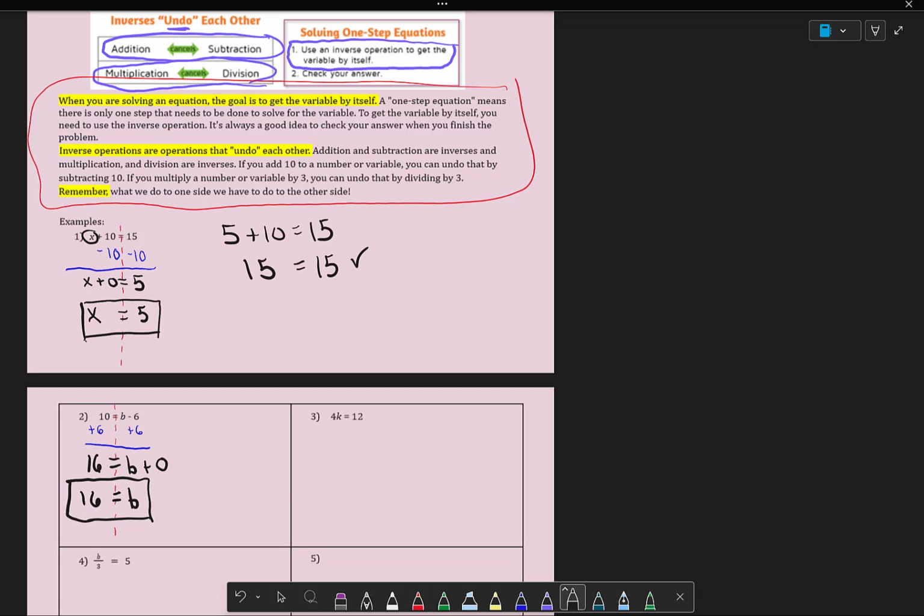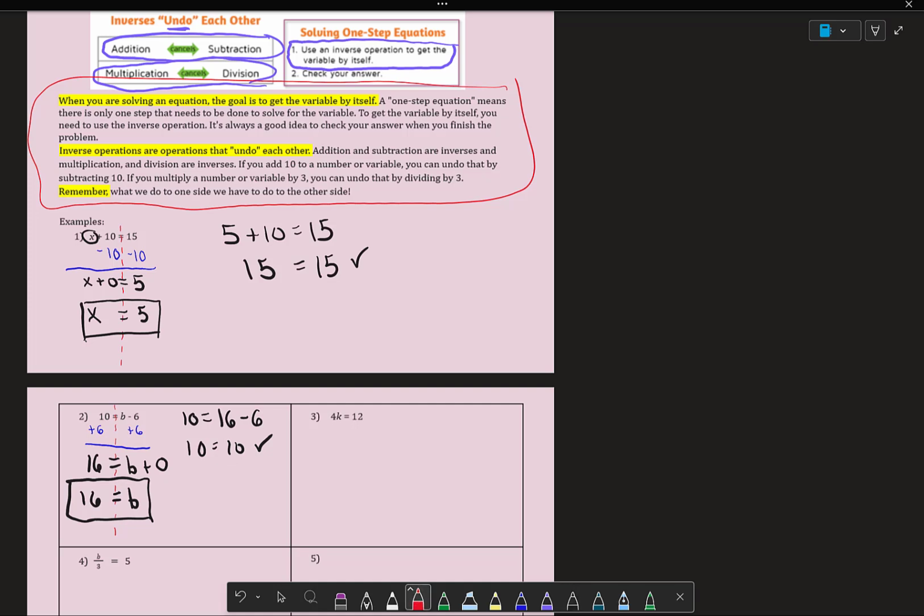Let's double check it. 10 equals b minus 6, and we want to take our solution 16 and substitute it for b. 16 minus 6 is 10. 10 does equal 10, so that solution checks out.